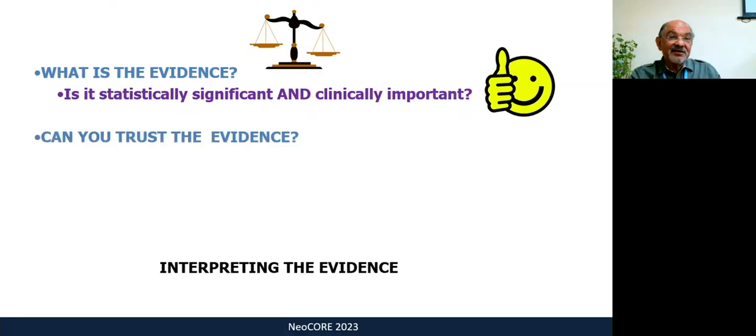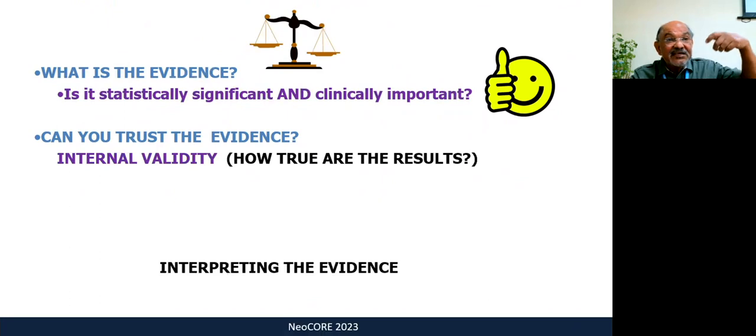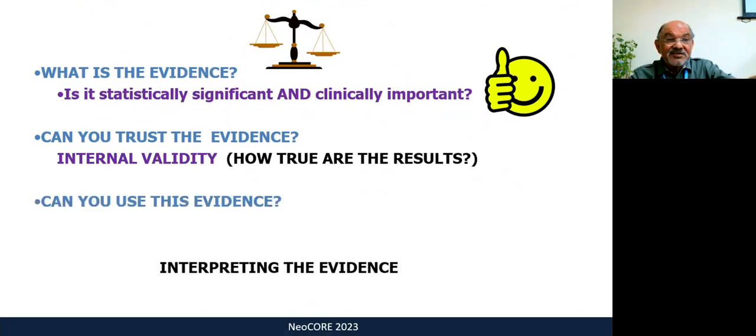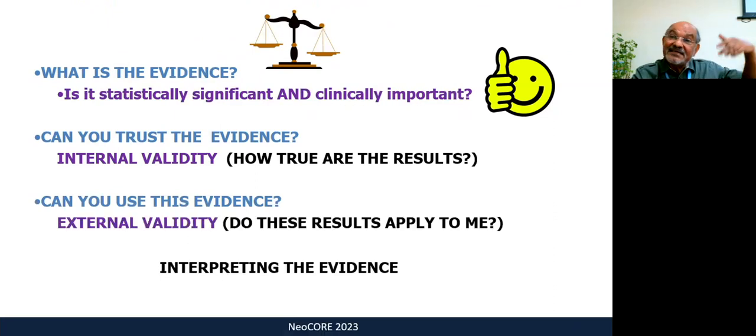How do you know you can trust the evidence? It will be pure rubbish. The numbers seem to convince you, but you need to look at the methods, right? That's called internal validity. How true are these results? Only then can you say, I want to use the evidence. That is external validity. Can I generalize this to you? So at this point, we've only got the first bit. We know this is likely to be a useful intervention. Now we have to find out, can we trust it?